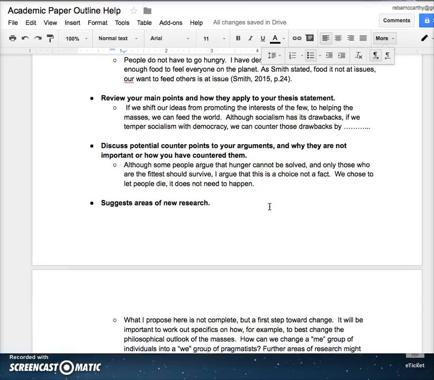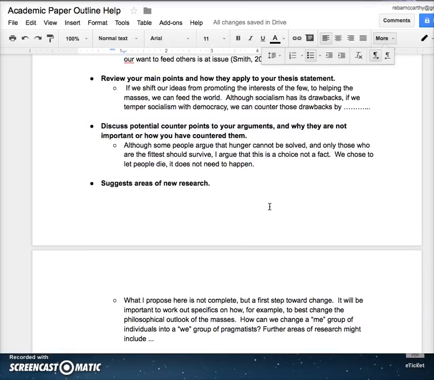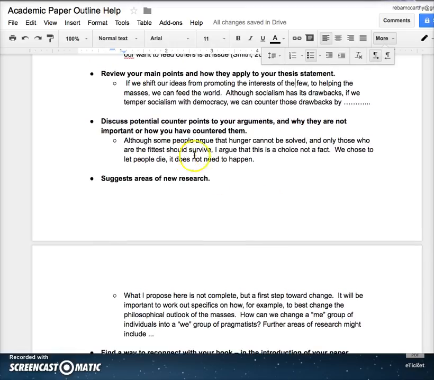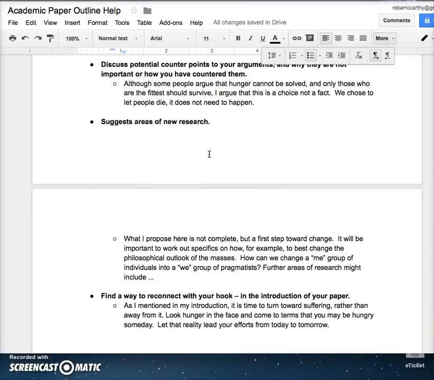And then you want to remind your reader that there were some counter arguments, but we don't have to worry about that. And that's the next element in your conclusion. So for our world hunger example, I might have written, although some people argue that hunger cannot be solved and only those who are the fittest should survive, I argue that this is a choice, not a fact.